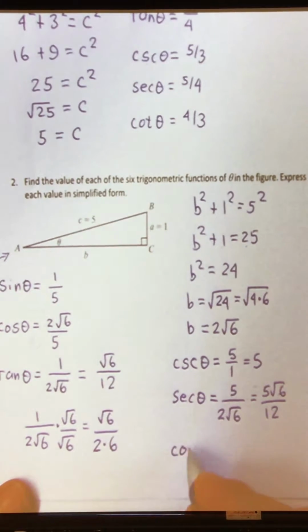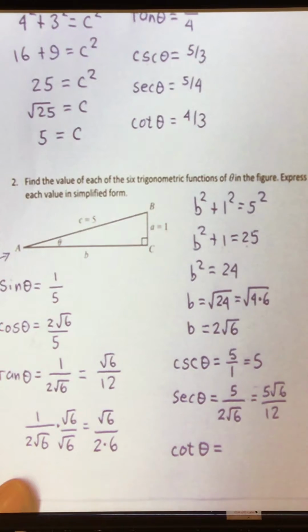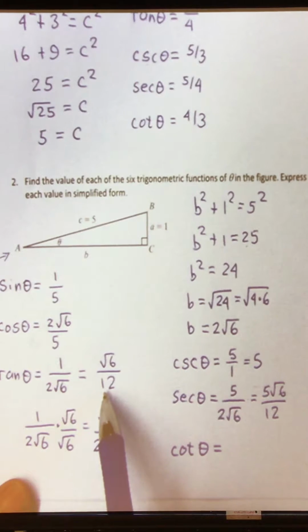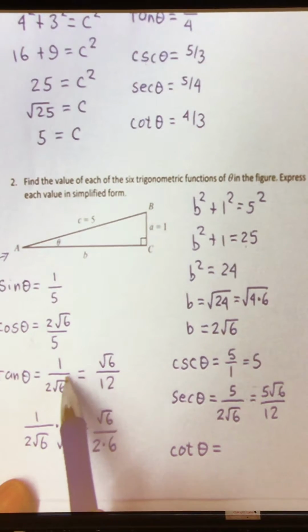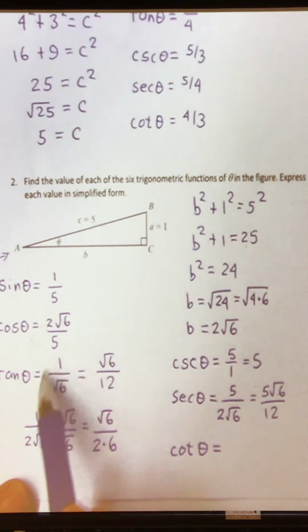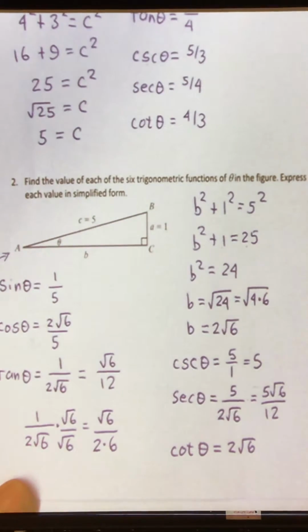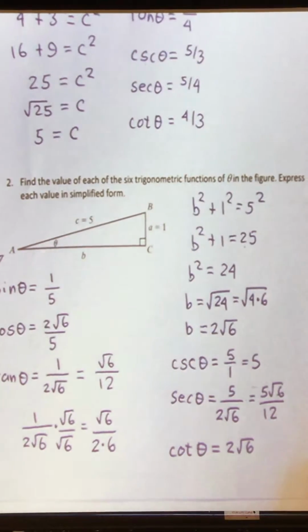And then our cotangent is the reciprocal of the tangent. Now notice, if you flip this simplified result for the tangent, you'll have to rationalize the fraction. So instead, reciprocate this one, and it'll give you simply 2 root 6, no rationalization to be done. And all that is for problem number 2. Let's go on to problem number 3.